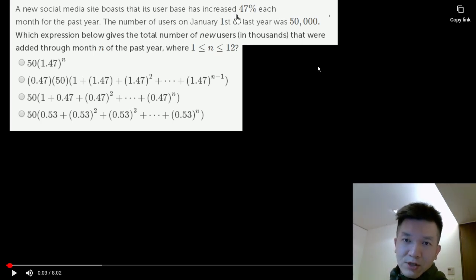and it's not asking you what you expanded into, it's asking you the amount you added or the amount you expanded. So that will be 50k, because we're actually using the number 50 because it's in thousands. Okay, so 50 times 47%, that's our first increase.